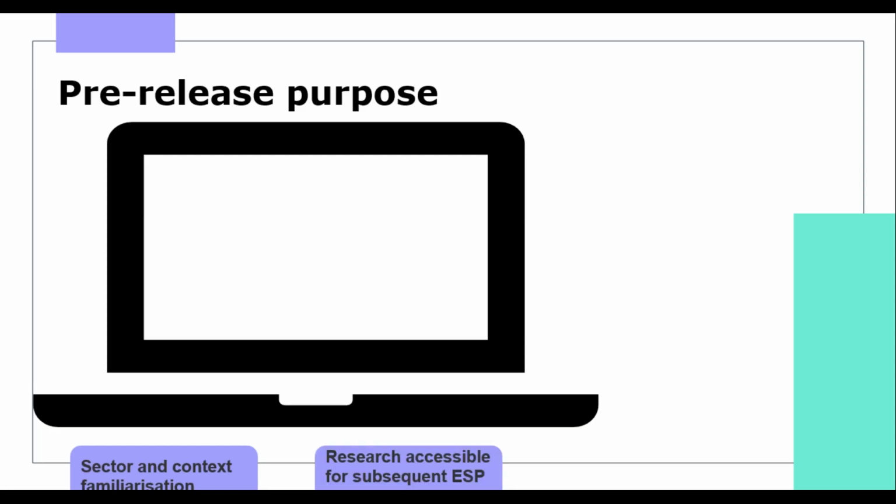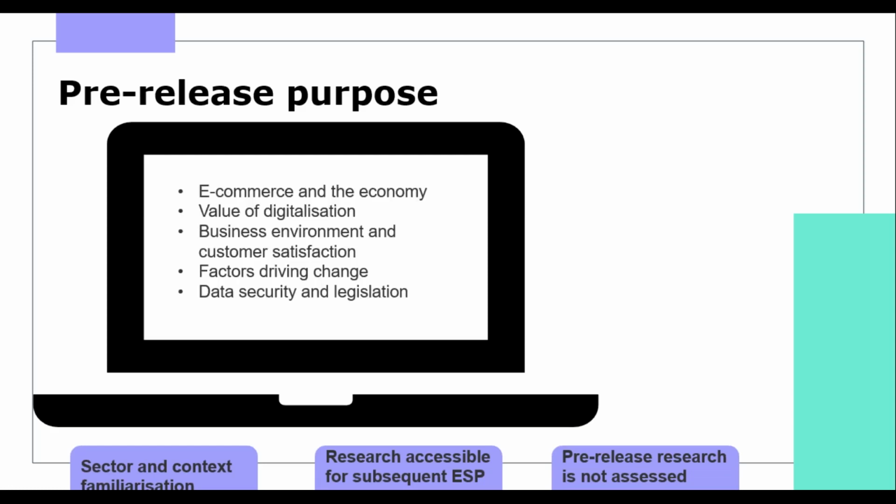The pre-release task will present students with a contextualized scenario. The research is a chance for students to become familiar with the sector in question. They'll have access to the research for subsequent ESP tasks. As this is still submitted as part of their ESP evidence, the pre-release task is not assessed and no marks are awarded for this. The tasks will also include information about what different aspects their research should consider, with those areas remaining very similar from one assessment series to the next.